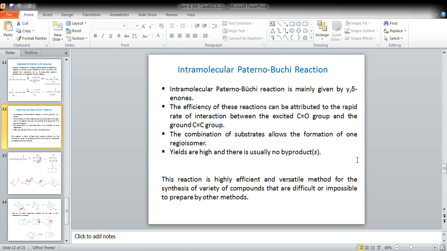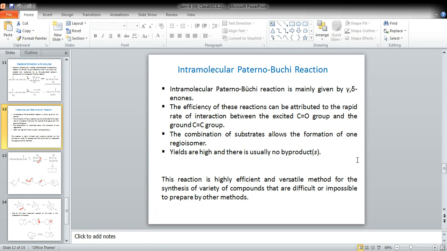The combination of substrates allows the formation of a regioisomer. So there are two regions, is it not? C=C, but one of the regions will be selected. So yields are high and there is usually no byproduct, meaning no unwanted product is formed. So the product will be high, that's why no byproduct. So this particular reaction is very important and it is a very efficient method.